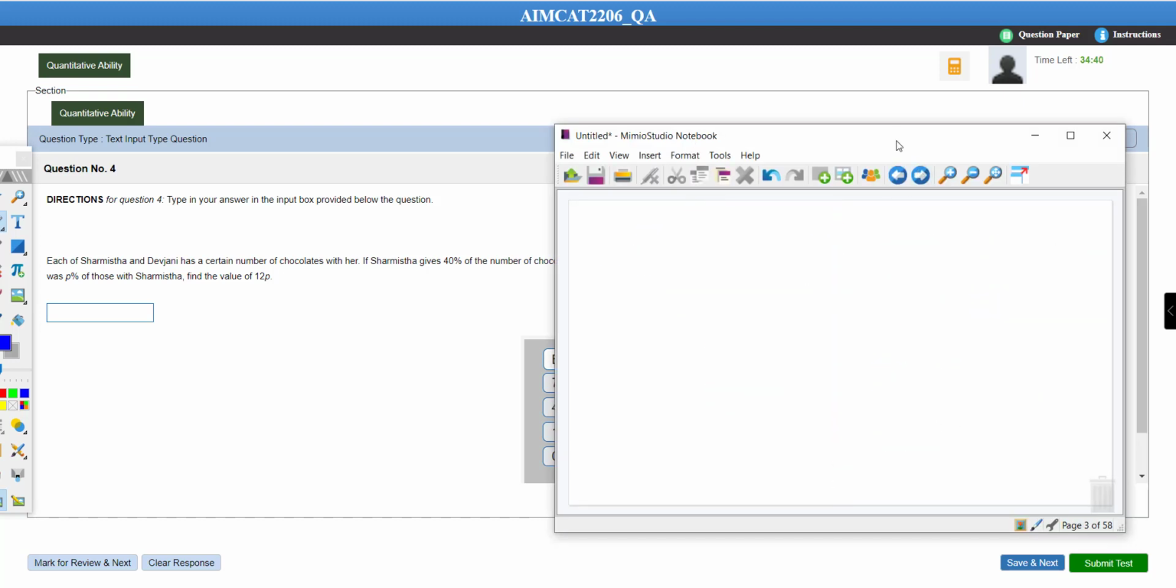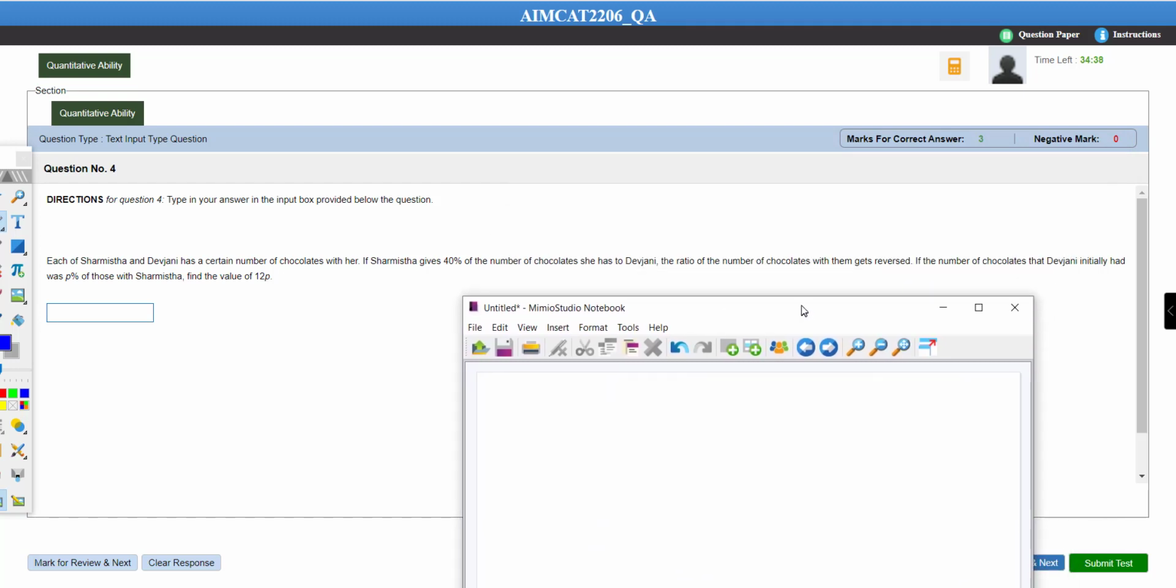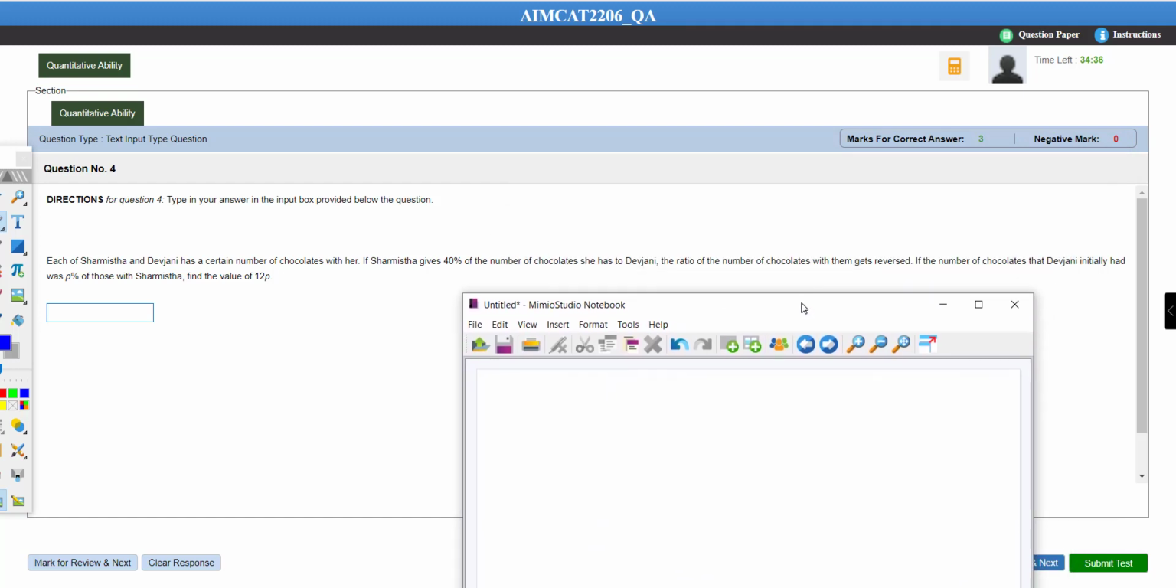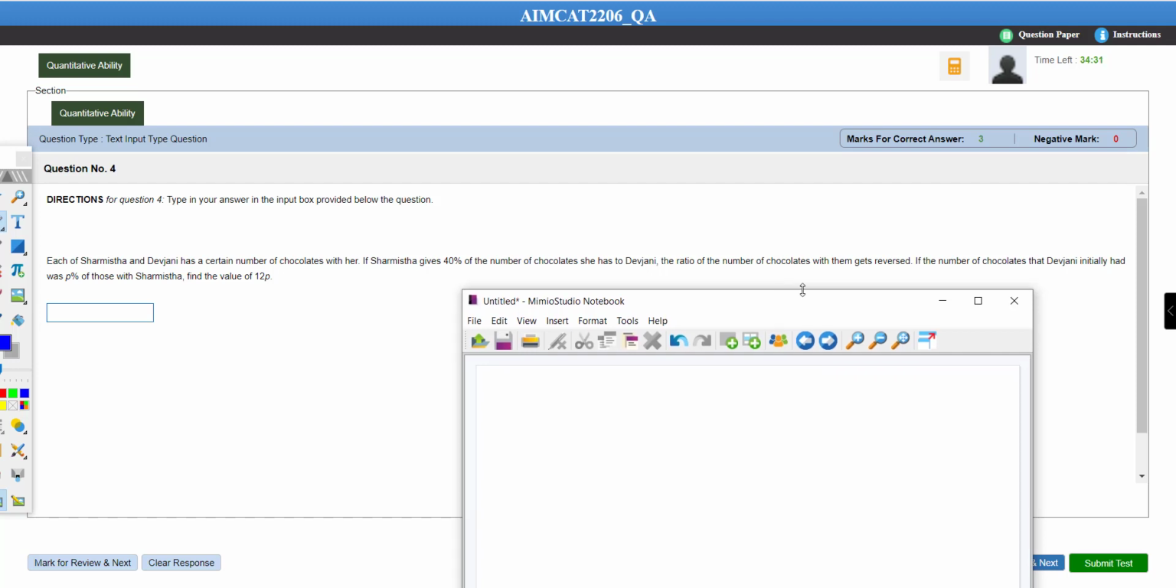Okay, so first of all, Sharmishta is about to give 40% of her chocolates to D. So 40% is how much? 2/5. So what I'm going to assume is, Sharmishta initially has 5x chocolates, because it should be divisible by 5. And then D is going to have how many chocolates? It is given that the number of chocolates with D is P% of S. So the number of chocolates with D is going to be P divided by 100 into 5x.